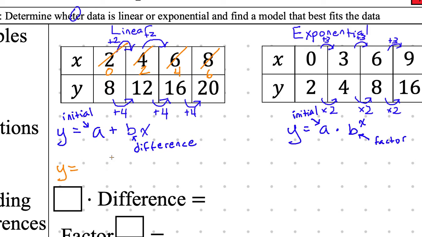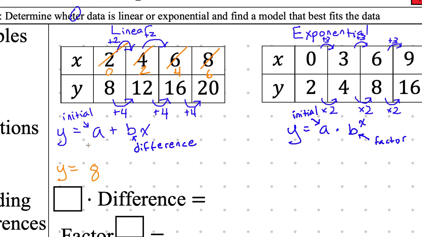It's y equals what? What is this a value? Is there anyone that still has their card out there? What's our a value? Kira. Y equals 8. Say it again. 8. 8, yes. And how'd you get 8? Well, x equals 0 when y equals 8. Yeah, that's where x equals 0.